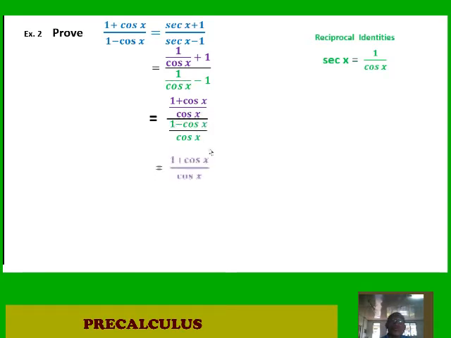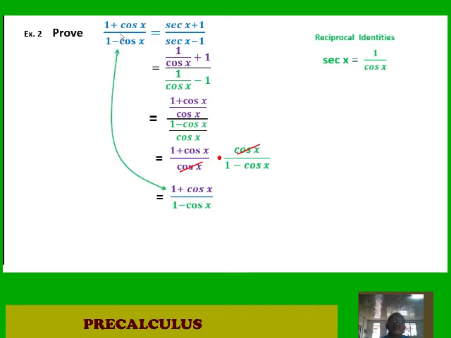Dividing becomes multiplying with the divisor inverted. Okay, we invert the denominator, cancel out cosine, then it is equal to 1 plus cosine x over 1 minus cosine x, which is equal to the left side of the identity. Next example.